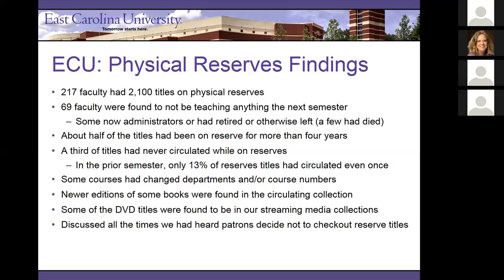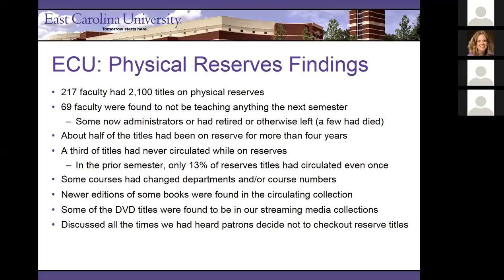If they came up with the faculty name or the title of the book, we would have found it in the catalog, but we wouldn't have found it on the shelf if we just looked at the shelf for that particular course. So that was a problem. We found that there were newer editions of some of the books in the circulating collection, which one would think, if the faculty were keeping their course reserves up to date, we would have replaced the older one with the newer one and put the old one in the circulating collection.